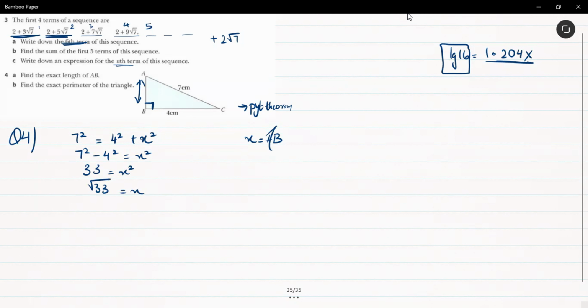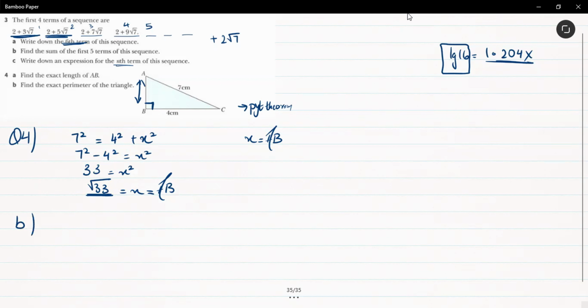Now, the exact value of AB is under root 33, because most students might have written 5.74456247. They would have written just 5.7 because they rounded it off. That would not be the exact value. So whenever they ask us for the exact value, just write it in this form, not in the decimal form.